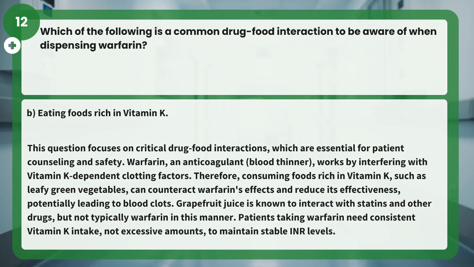Answer B. Eating foods rich in vitamin K. This question focuses on critical drug-food interactions, which are essential for patient counseling and safety. Warfarin, an anticoagulant or blood thinner, works by interfering with vitamin K-dependent clotting factors. Therefore, consuming foods rich in vitamin K, such as leafy green vegetables, can counteract warfarin's effects and reduce its effectiveness, potentially leading to blood clots. Grapefruit juice is known to interact with statins and other drugs, but not typically warfarin in this manner. Patients taking warfarin need consistent vitamin K intake, not excessive amounts, to maintain stable INR levels.